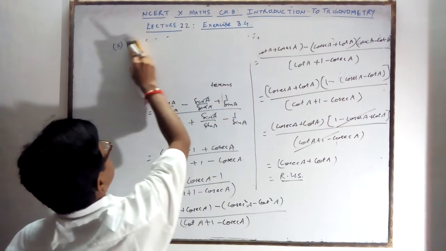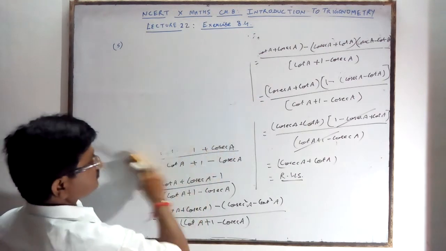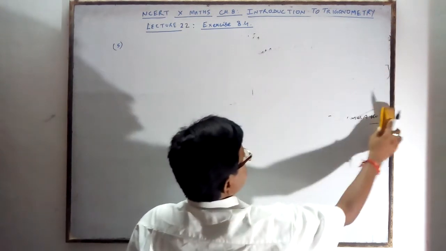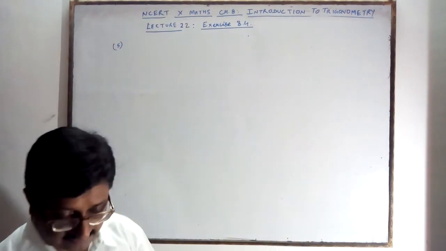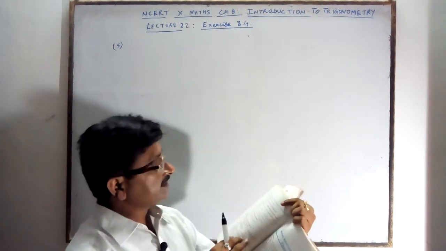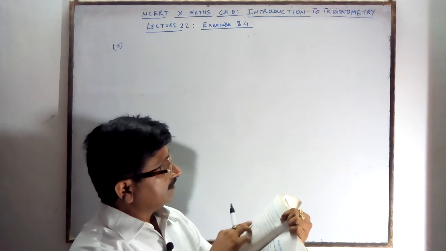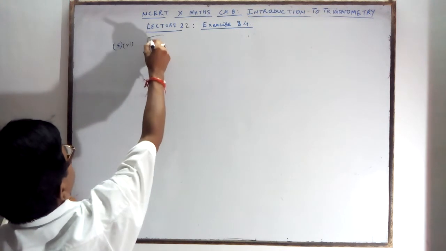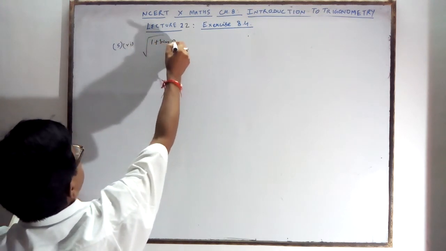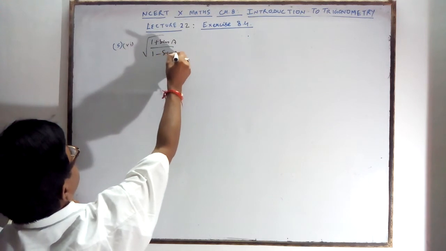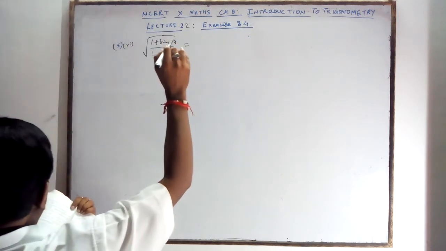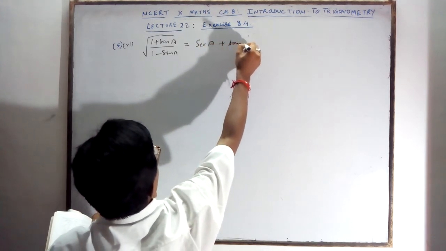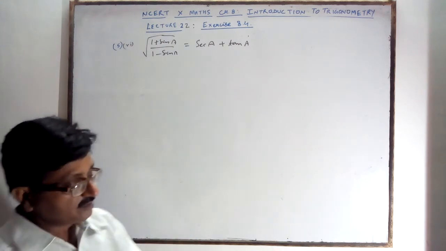Next question, you will get the sixth part. The sixth part of this you will get in the NCERT. What is given in the sixth part? Under root 1 plus sin A upon 1 minus sin A is equal to sec A plus tan A. Very good question, is it? Many questions you can form by yourself. On the basis of this you can solve the question and form it.